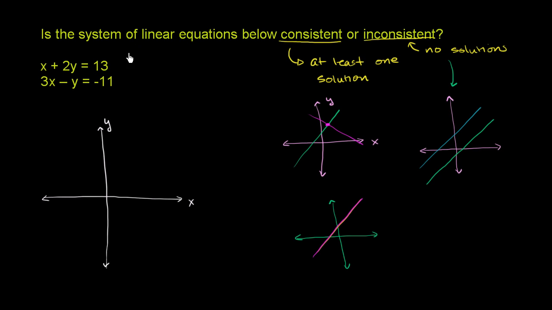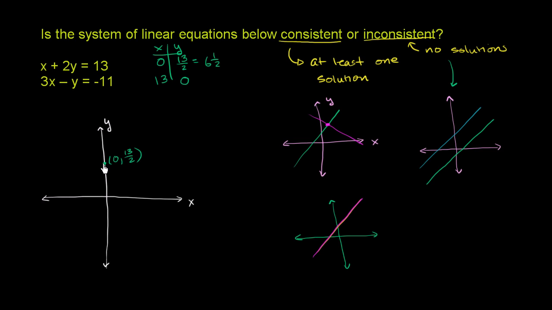For this first one, let's make a little table of x's and y's. When x is 0, you have 2y is equal to 13, or y is equal to 13 over 2, which is the same thing as 6.5. So when x is 0, y is 6.5. This is the point 0, 13 over 2. And then let's see what happens when y is 0. When y is 0, then 2 times y is 0, and you have x equaling 13. So we have the point 13, 0.